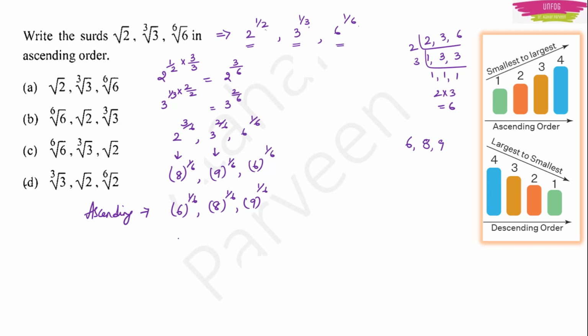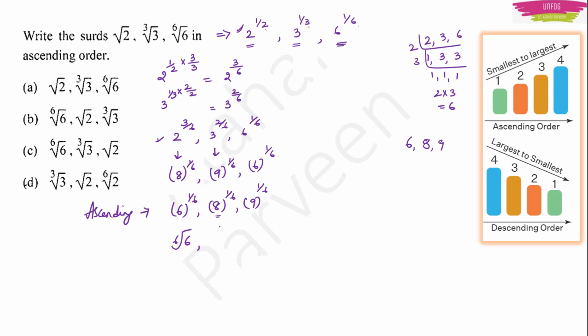Now if I see in the options, I don't have anything like this, right? 8 and 9 are not there. Only 6 is there. So what I will do, I will go back to my question and see which number came from where. This 6 to the power 1 by 6 is as it is. Next number 8 to the power 1 by 6 came from this 2 to the power 3 by 6, or square root of 2. Square root of 2 is nothing but 8 to the power 1 by 6. So I will write it like this.